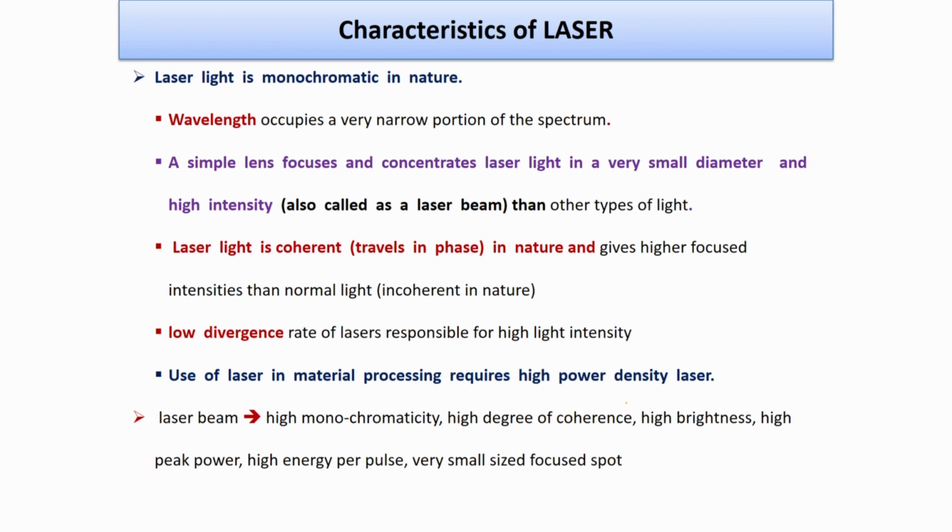That's why the use of laser in material processing requires a high power density laser. A laser beam having a high degree of monochromaticity, high degree of coherence, high brightness, high peak power, high energy per pulse, and very small size of the focused spot are responsible for machining: for cutting, drilling, welding, hardening, and heat treatment of the material. These are the properties responsible for use in different machining operations.